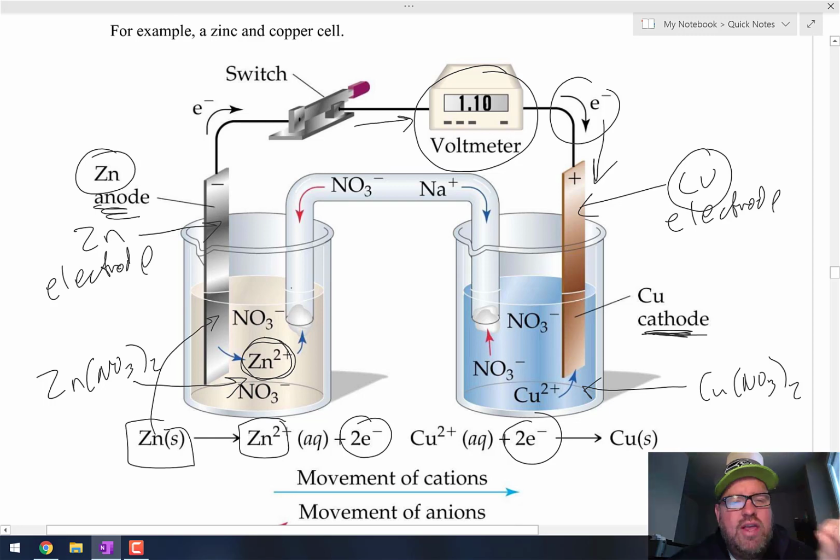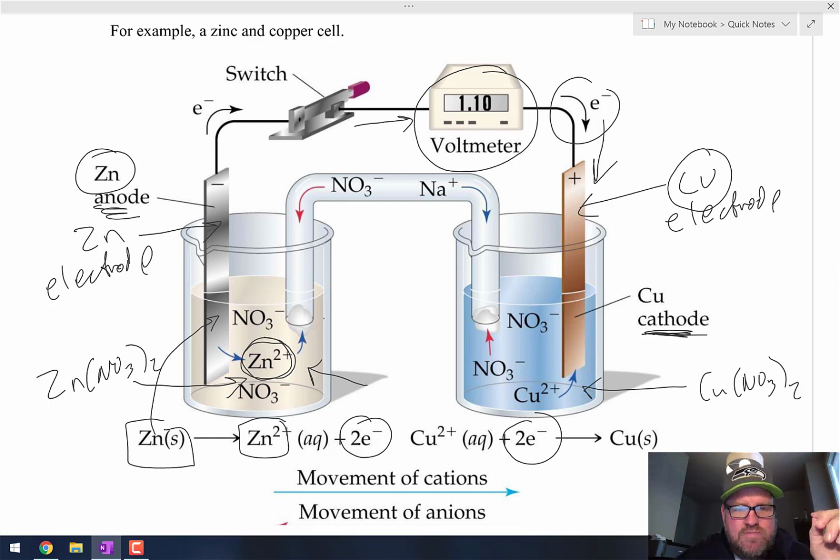So what do you think is happening to the mass of that zinc electrode as that reaction occurs? Its mass is slowly going down. The mass of that piece of metal is slowly going down. What's happening to the mass of the solution? Certainly it is going up, because the zinc metal is now turning into zinc ions that are now in that solution.